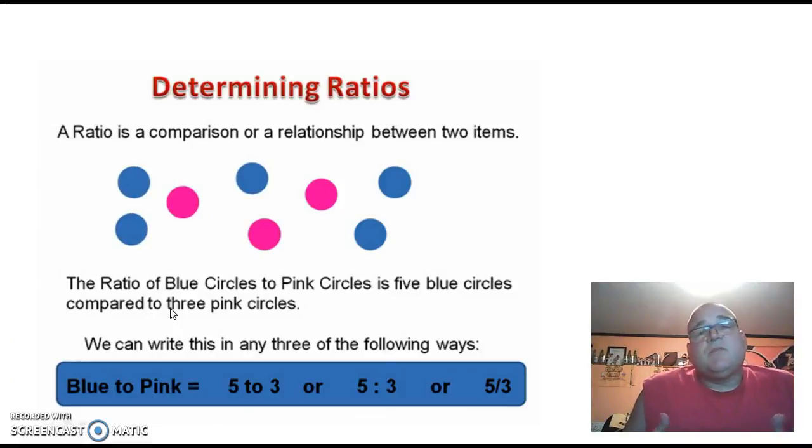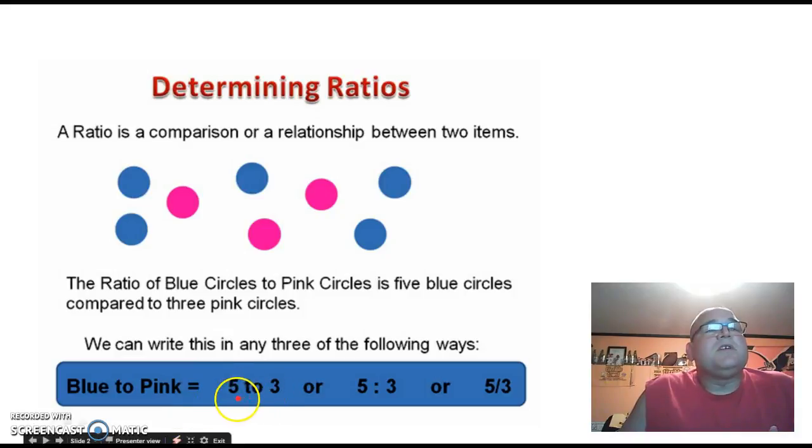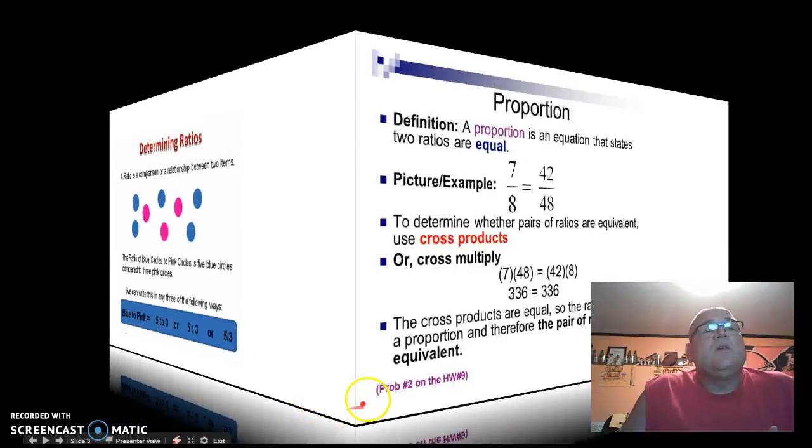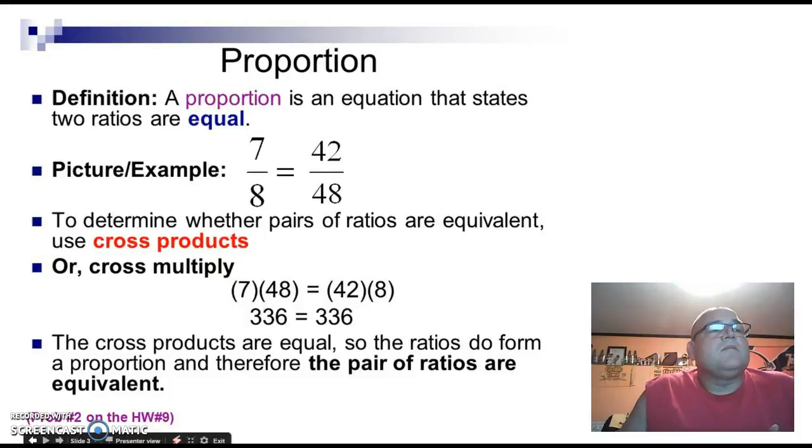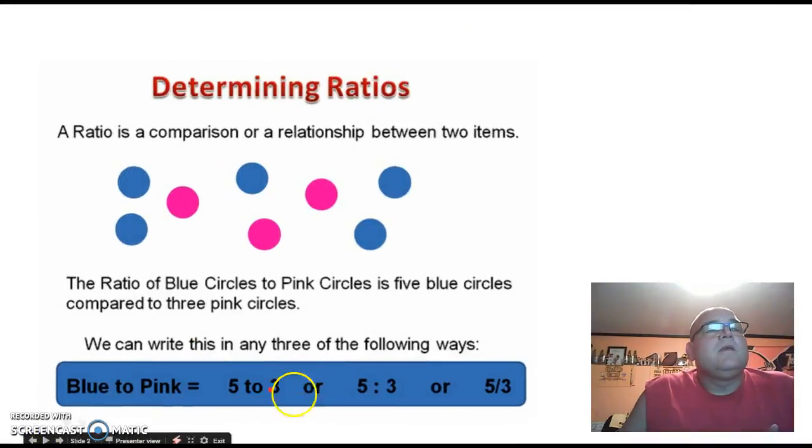Now this you should know from middle school. A ratio is a comparison between two items. For example, taking a look at the pictures on this page, the ratio of blue circles to pink circles is 5 blue circles compared to 3 pink circles. Remember that we can write a ratio in one of three ways. We can write a ratio with the word "to," we can use the colon, or we can write it as a fraction.